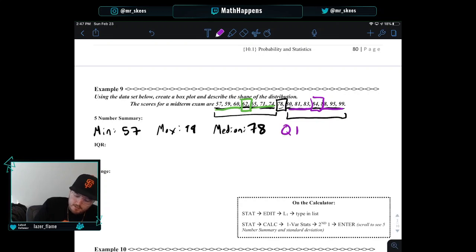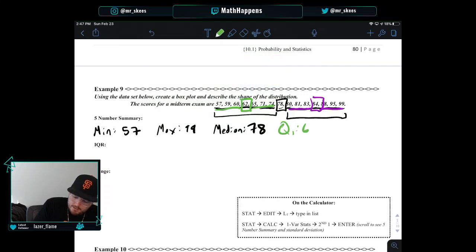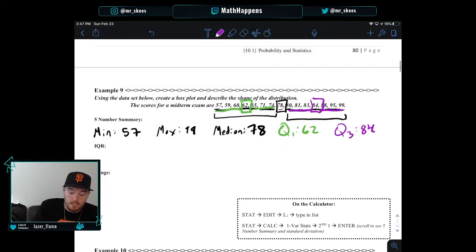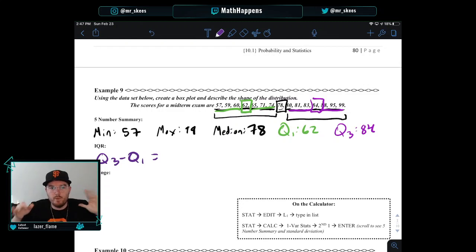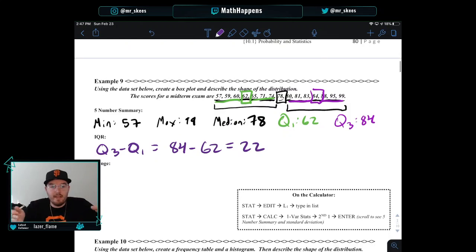So Q1 is 62, and Q3 is 84. The interquartile range, I mentioned that before, is Q3 minus Q1. That's just the range between the quartiles. So 84 minus 62 is 22. And range is the range of the entire data set, so max minus min.